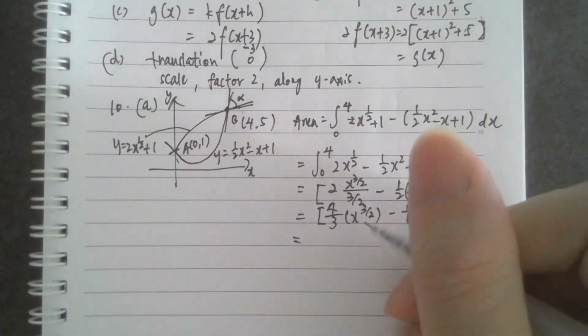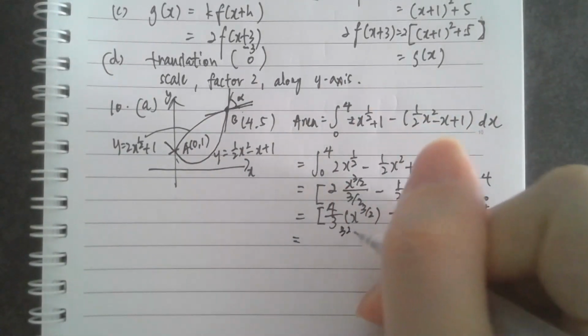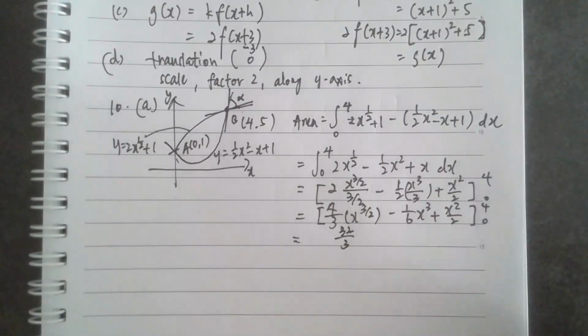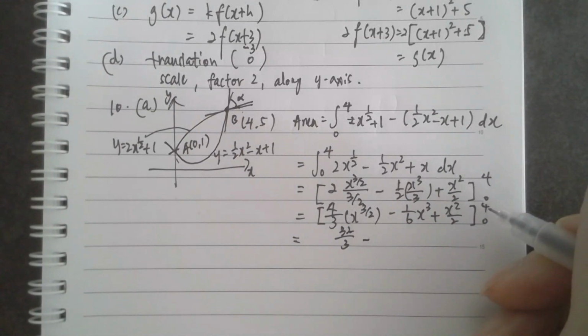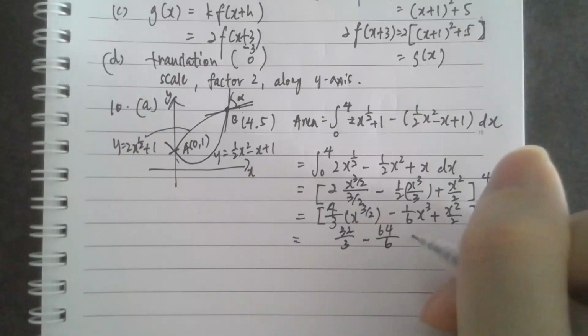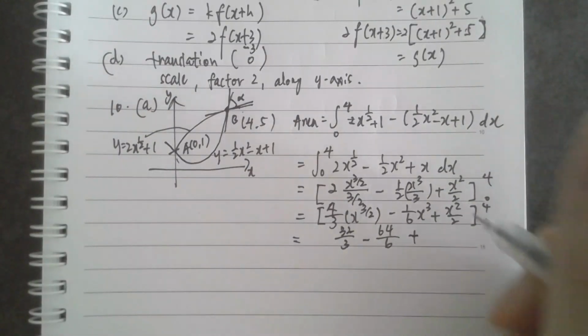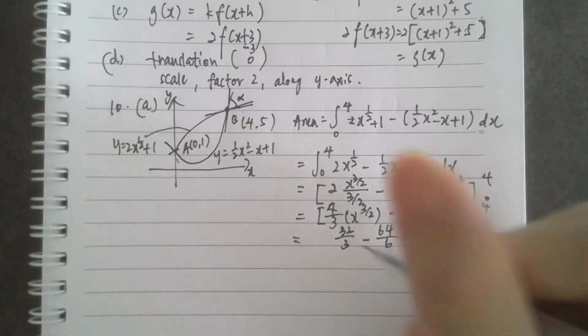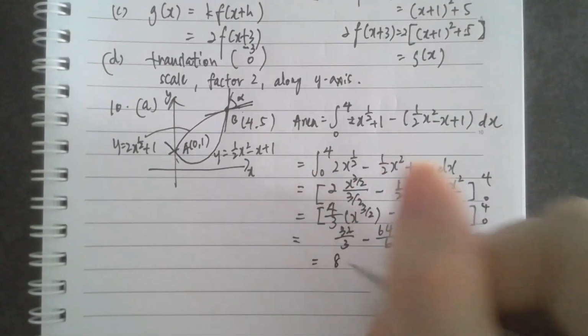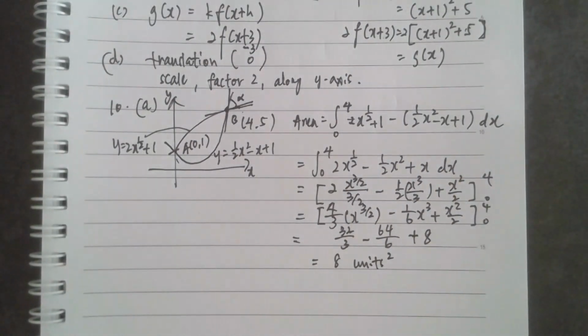So we substitute 4 into this part. That will be 8, so this will be 32 divided by 3, minus 64 divided by 6, plus 4 squared is 16 divided by 2, which is 8. So these two cancel out, so that will be 8 units squared. Alright, so that's the area.